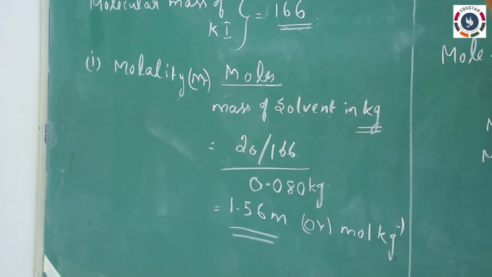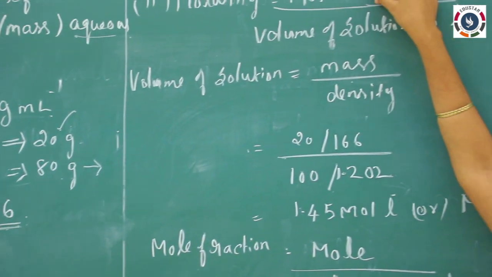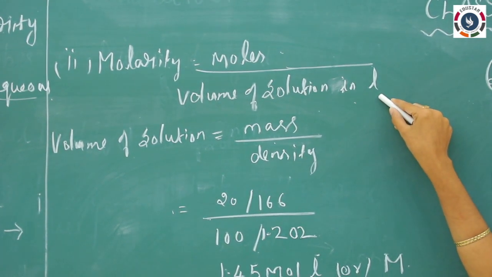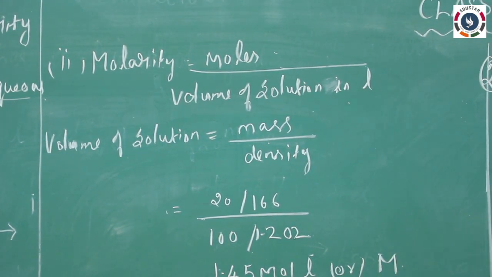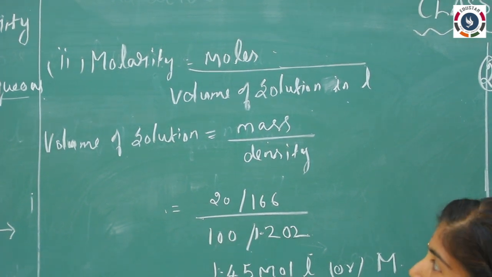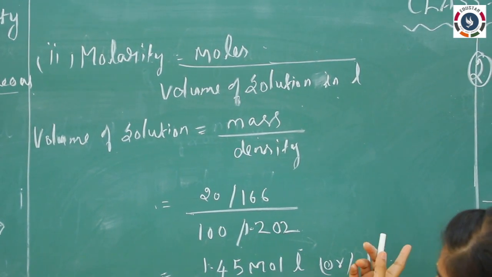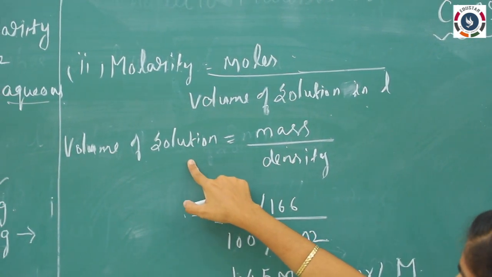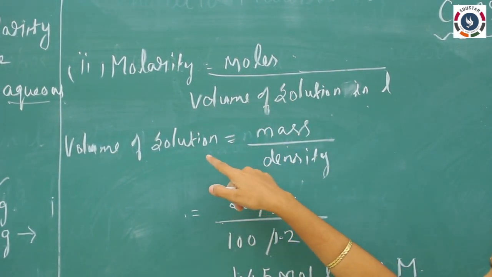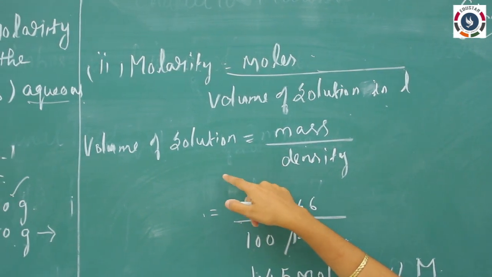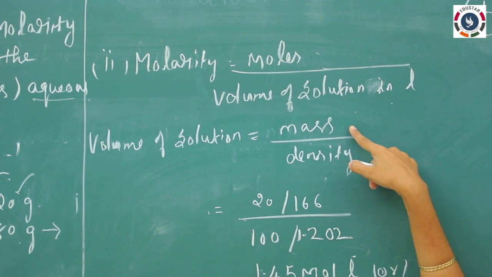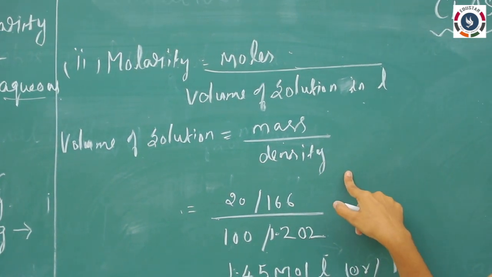Okay. Moving to the molarity. Molarity is moles divided by volume of solution in liter. Remember, if they didn't give the volume of the solution, instead they have given the density, you have to find it from this formula. There are some problems given in this model, and that I have also given in your worksheet. Volume of solution is equal to mass divided by density.